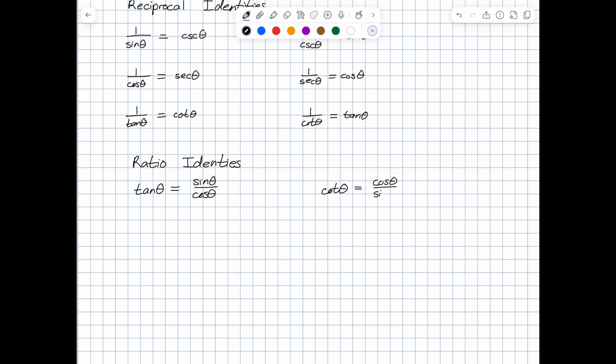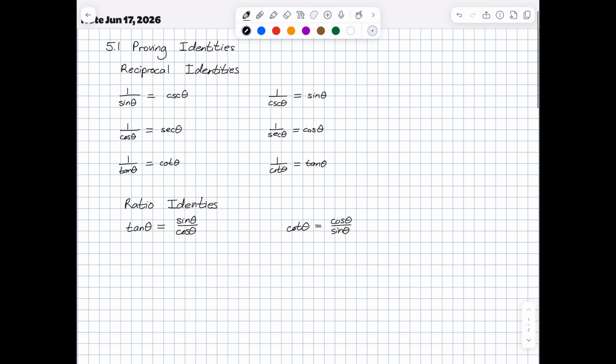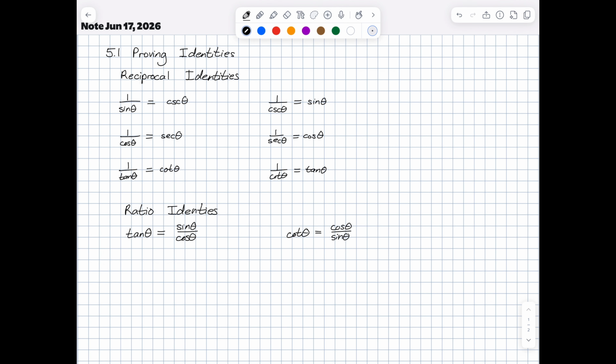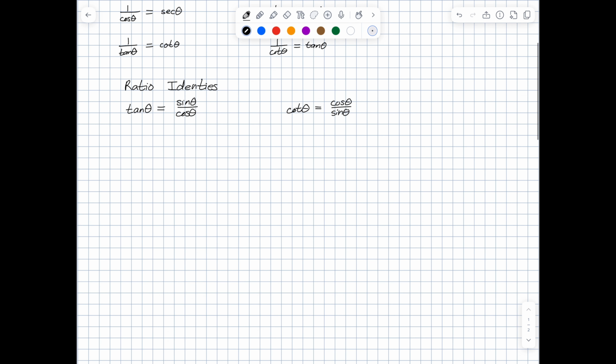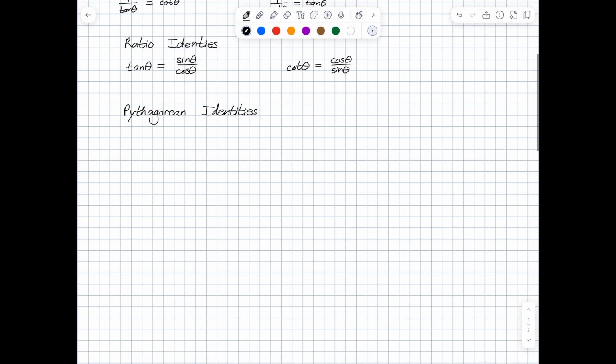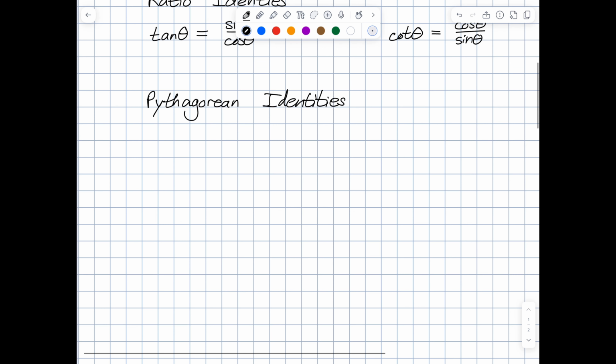And once we have our ratio identities, it brings us to the third category of identities that you definitely need to have memorized. And the third category is Pythagorean. So there are 3 Pythagorean identities, but really there's one main one, and then there's some ways you can manipulate it to get the others. So the main one is sine squared.